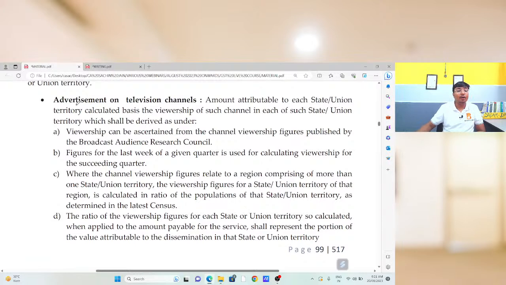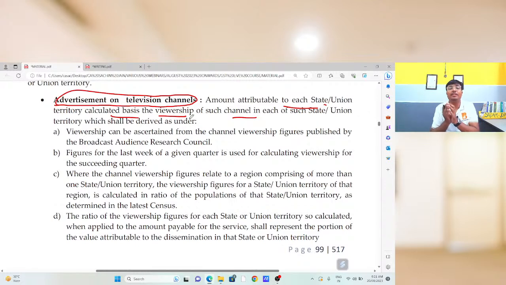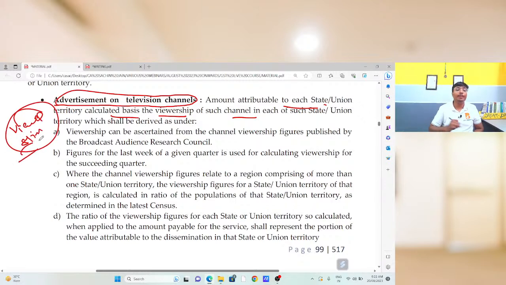Next, advertisement on television channels. The amount attributable to each state and union territory is calculated on the basis of the viewership of such channel in each state and union territory. So how are we going to distribute and decide the place of supply? For deciding the place of supply on advertisements on television channels, we calculate it through the viewership. We need to check the viewership, and through that viewership we decide the place of supply. Now how do we decide the viewership in a particular state? For that purpose there are certain technical parameters and certain software, and with the help of those technical software we decide the same.